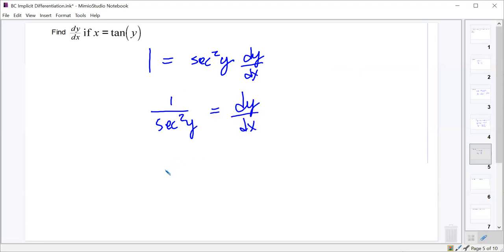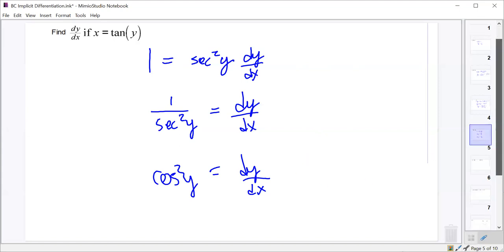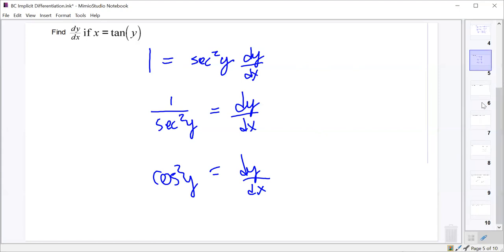Or if we wanted to, how else could we rewrite that? Cosine squared y. Cosine squared y, exactly. Cosine squared y equals dy dx. And that's probably the best answer we can get. Rather have that than over secant squared, but it doesn't really matter. Pretty straightforward, pretty easy. Everybody's good here.